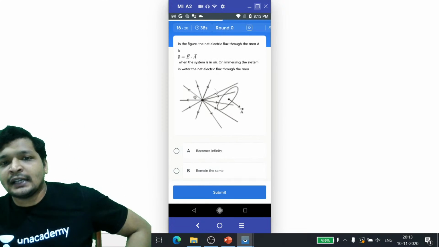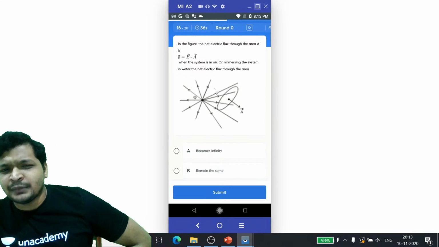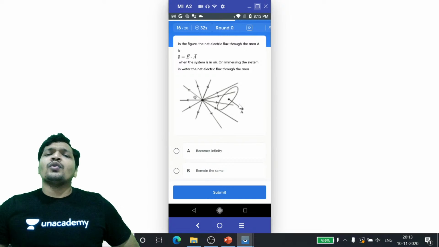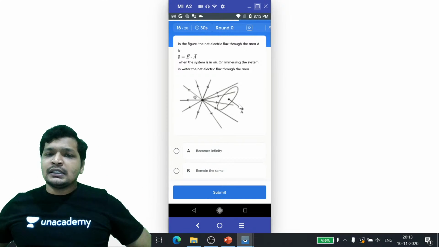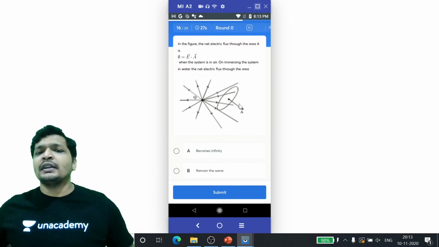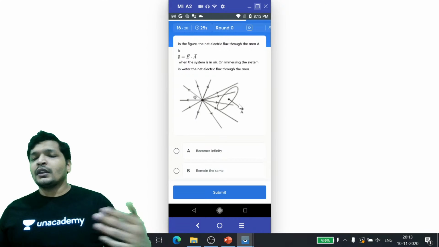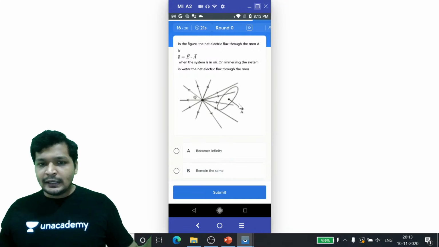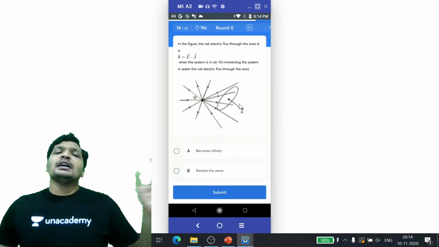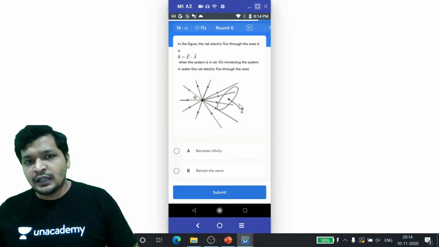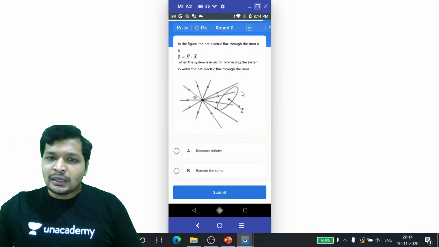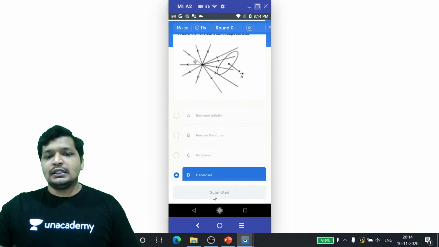In the given figure, the net electric flux through an area A is something, like they are calculating it around the ring. So what happens when you immerse this system in water or any other dielectric medium? Electric field lines are imaginary lines which describe the strength of the field, right? So they would decrease. That means electric flux will also decrease.